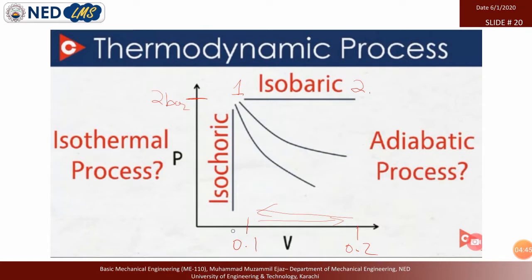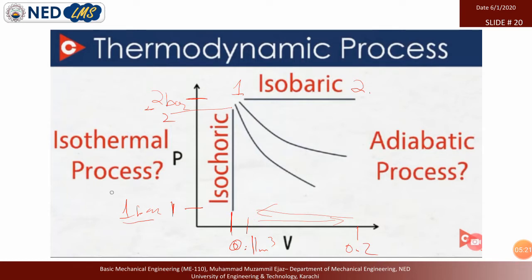Similarly, in the isochoric process we have constant volume. For example, we have a volume of 0.1 meter cube here. From state 1 to state 2 the volume is kept constant, but the pressure is rising, let's suppose from 1 bar to 2 bar. So in this process we have constant volume but increasing pressure, so it's an isochoric process.